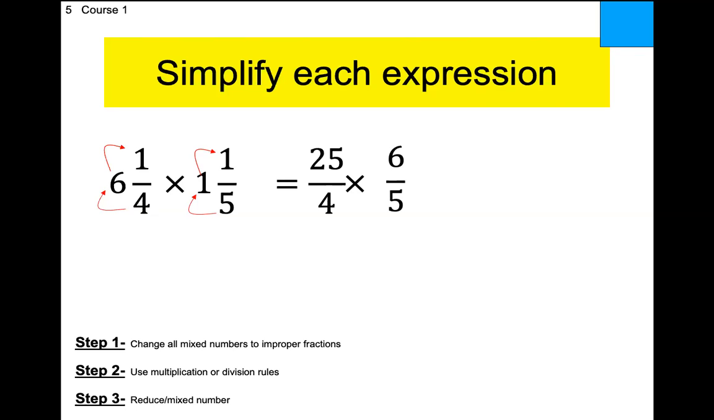Cross reduce. Let's see. 25 and 5. 5 goes into both. 6 times 4 is 24 plus 1 is 25. 5 goes into 25, and that's a perfect example of not a procedural mistake, but a silly math mistake. You knew what to do, and you just kind of messed it up. 5 goes into 25 5 times. 5 goes into 5 once. 2 goes into 4 and 6. 2 goes into 4 twice. 2 goes into 6 3 times. 5 times 3 is 15. 2 times 1 is 2.